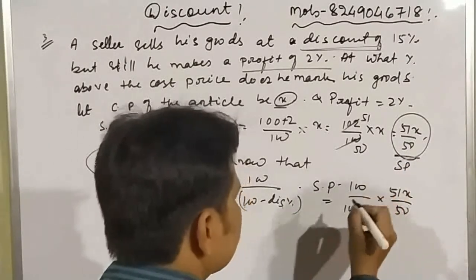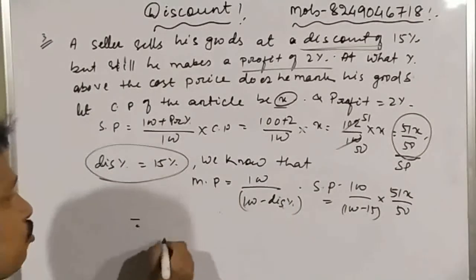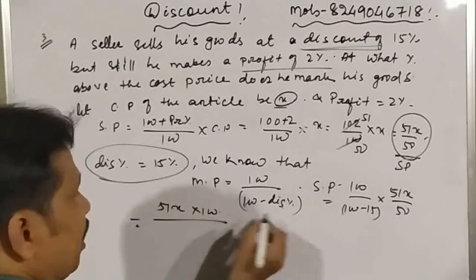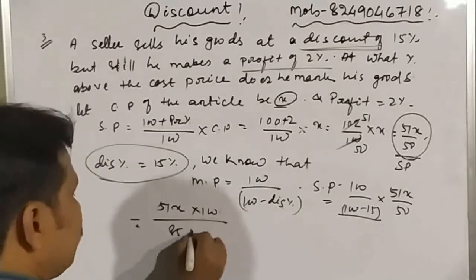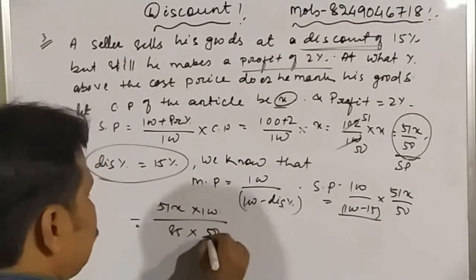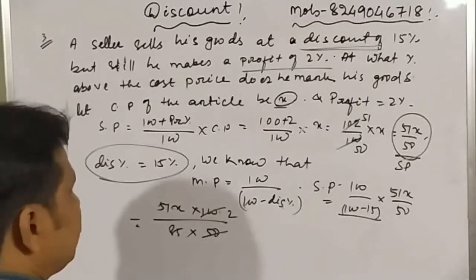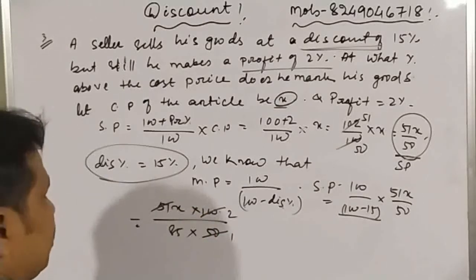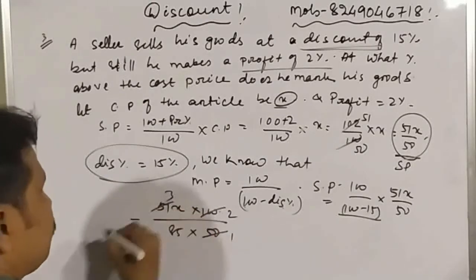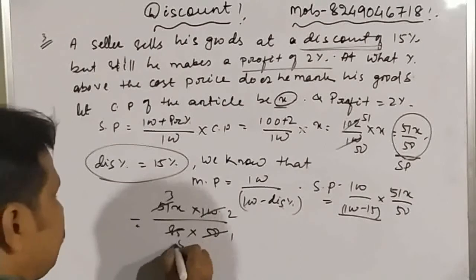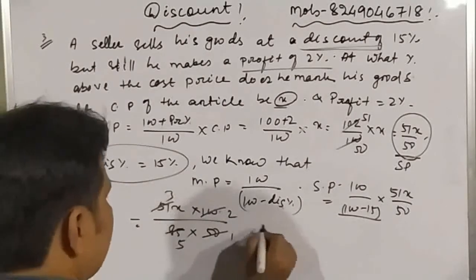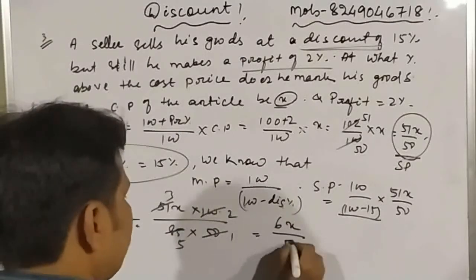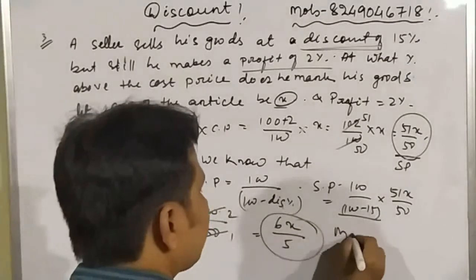Selling price is 51x by 50. Okay student, so our final answer is 51x into 100 divided by 100 minus 15, equal to 85 into 50. So here by cancelling we get 51 by 50 and 100 by 85. Now it can be cancelled by 17: 17 times 3 is 51 and 17 times 5 is 85. So our result is 3x into 2, that is 6x by 5. This is our mark price.